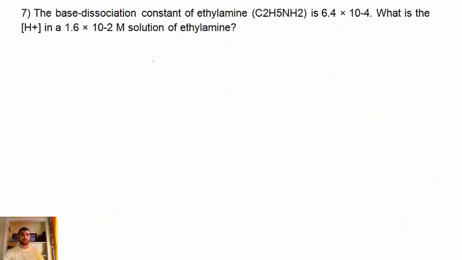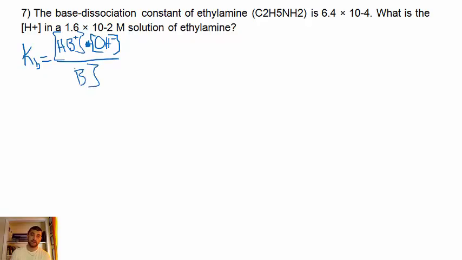All right, 7. The base dissociation constant of ethylamine is this number. What is the H plus concentration for that ethylamine? All right, so the first thing we're going to want to do is figure out Kb, right? Because they gave us the Kb, so what's the expression? Well, I'm just going to use a generic one. Ethylamine is a base, so it's the conjugate acid plus OH minus, times OH minus, all over the amount of base that we still have.